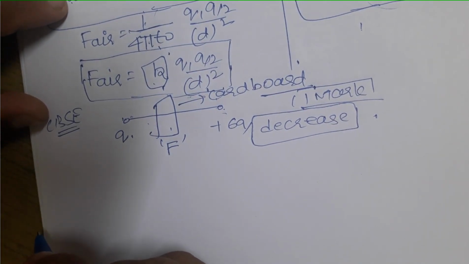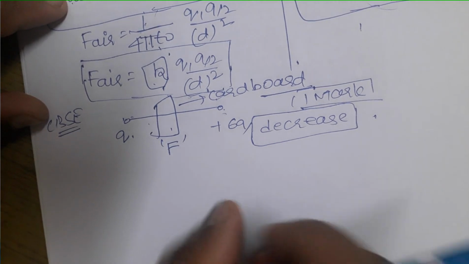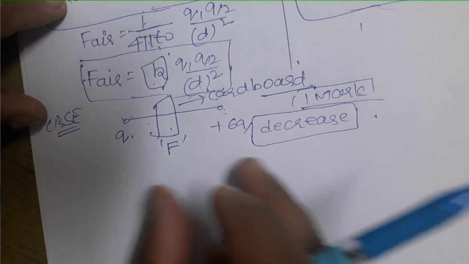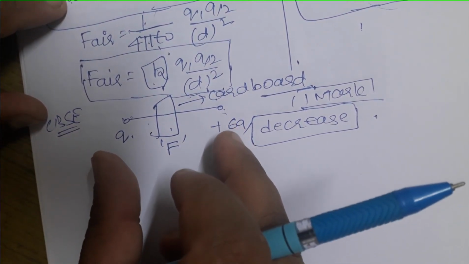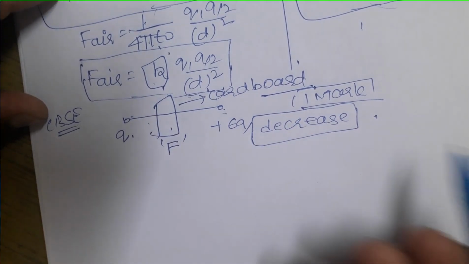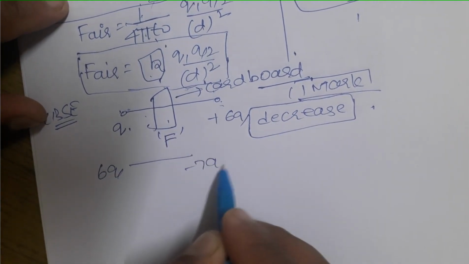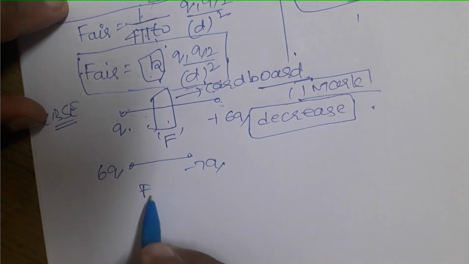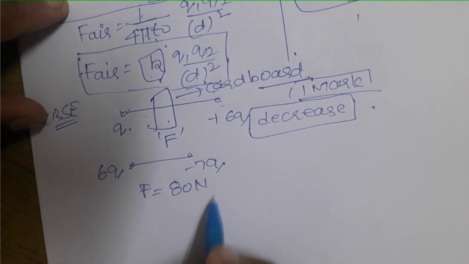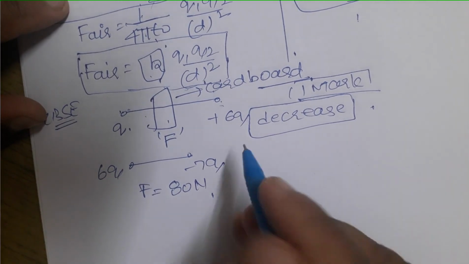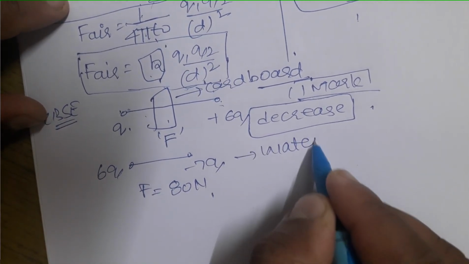decrease. Whatever the medium, the force will decrease if there is a medium. So always remember, whenever there is some medium between these two, the force will change. For example, two charges 6q and minus 7q, the force between them in air is 80 Newton.